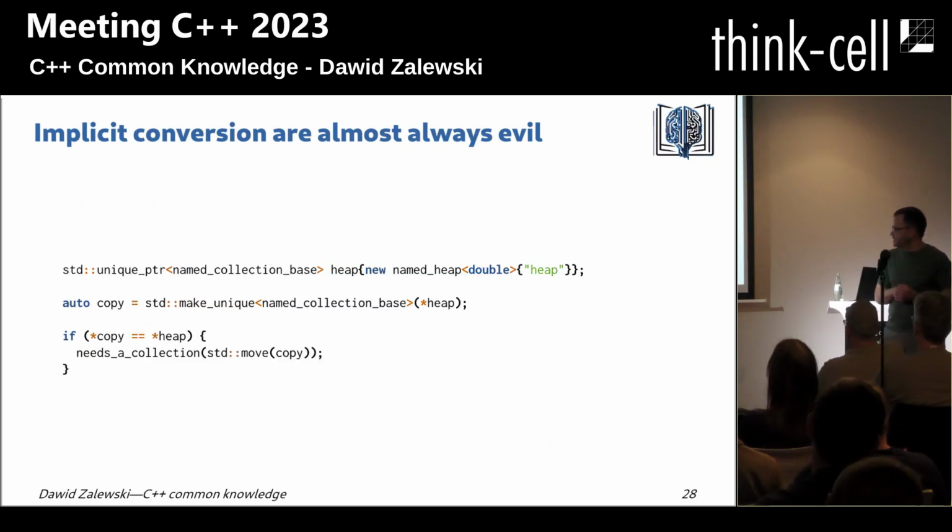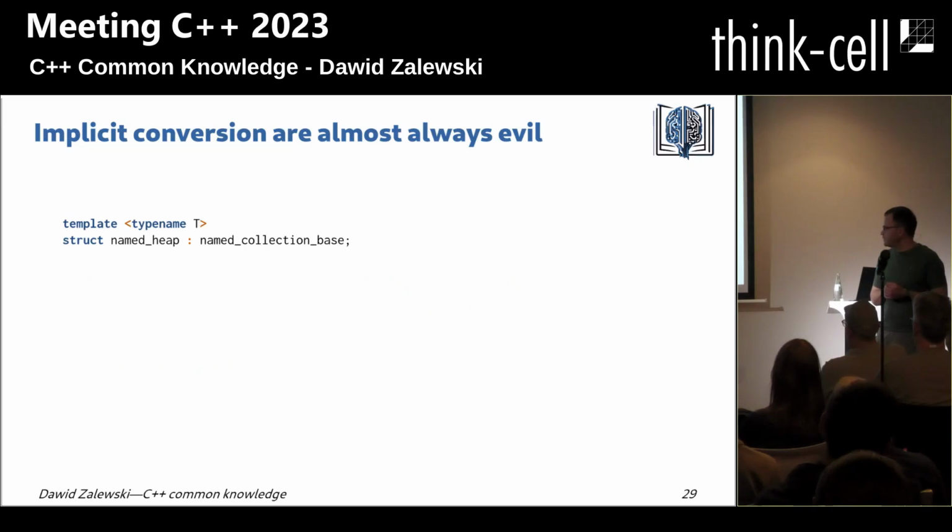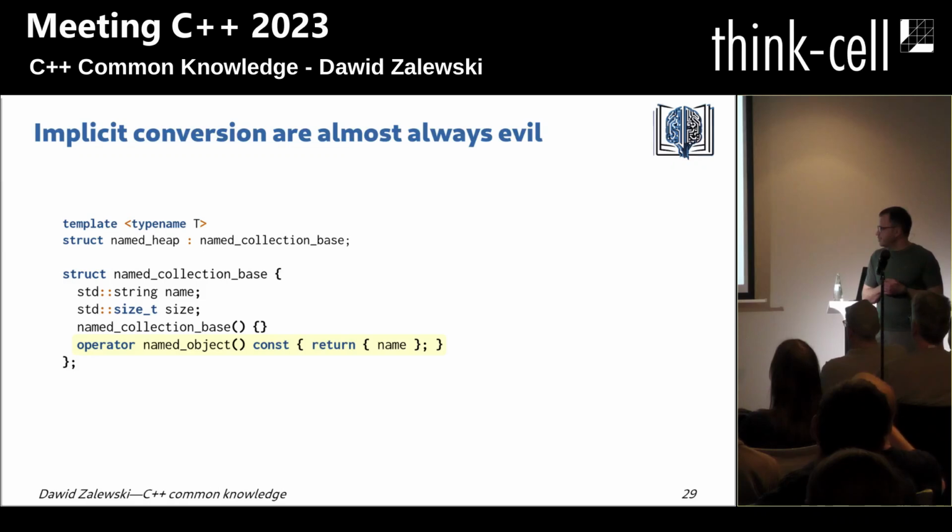There's another case of the same thing, and that's this one. Look at it. I'm comparing two heaps, or actually I'm comparing two pointers to the named collection base. And that's quite weird, because if you remember, the named heap cannot be compared. There was no comparison for it. The named collection base actually also cannot be compared, but it has this operator inside that converts it implicitly to the named object. And the named object can be compared, right?